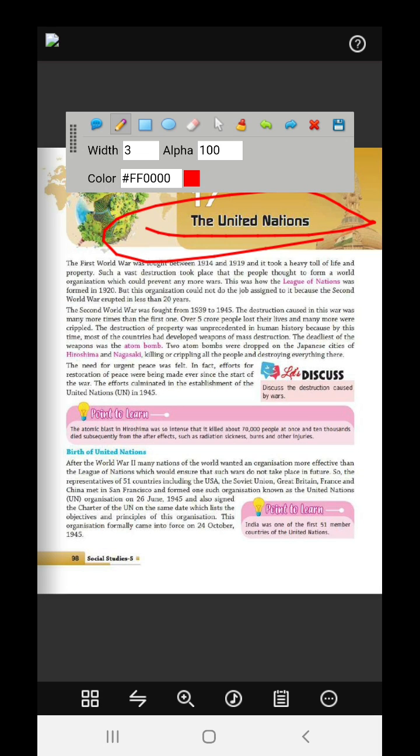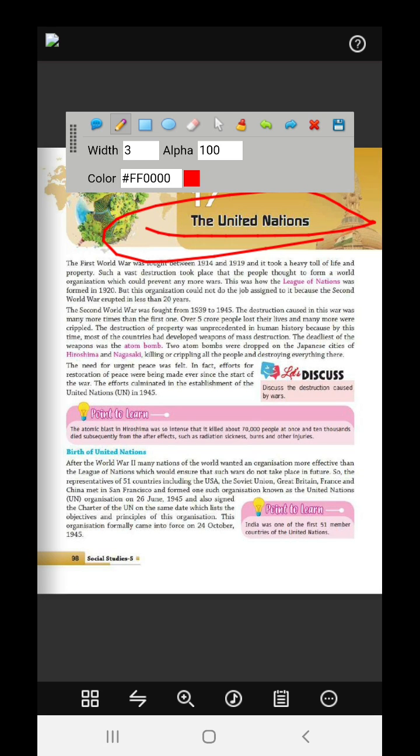Now they understood that wars are bad because it affected a lot of people. But this organization could not do the job assigned to it because the Second World War erupted in less than 20 years. The Second World War was fought from 1939 to 1945.